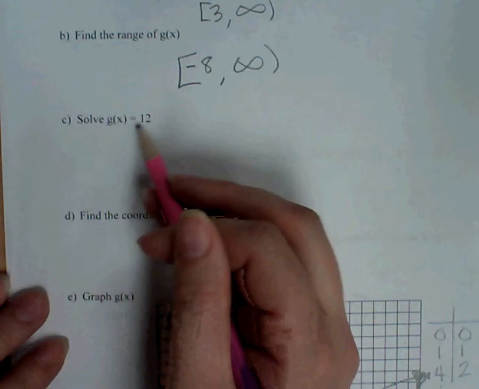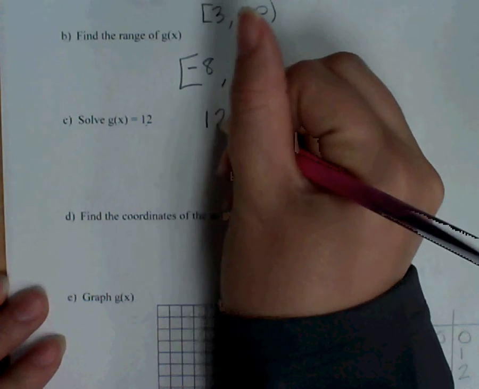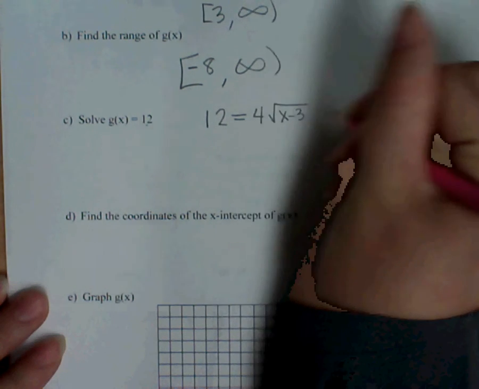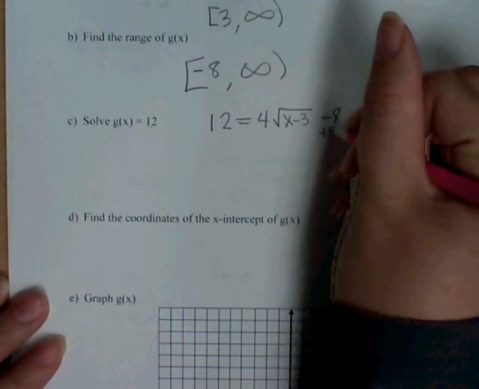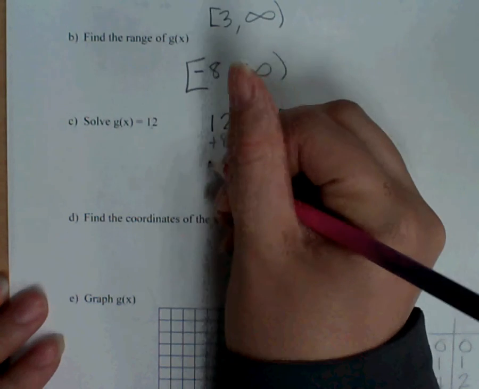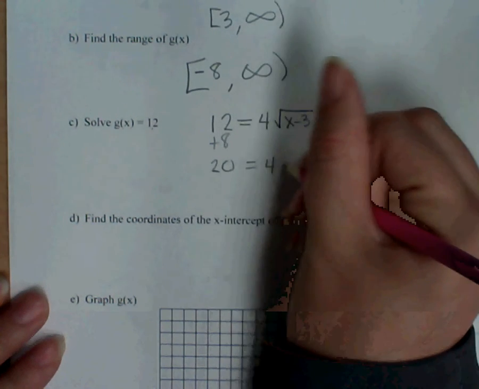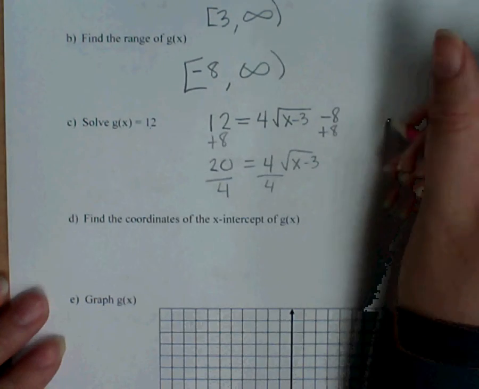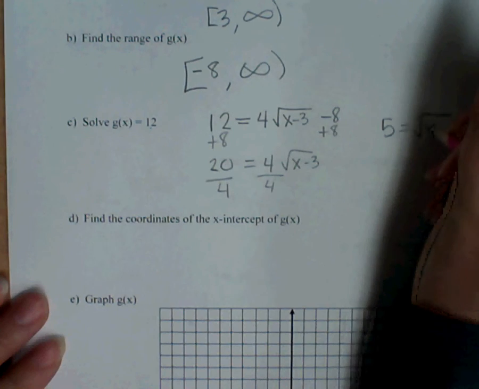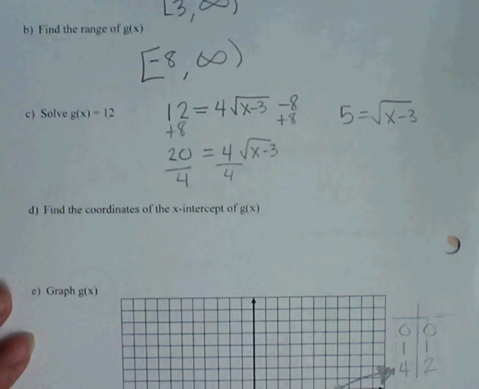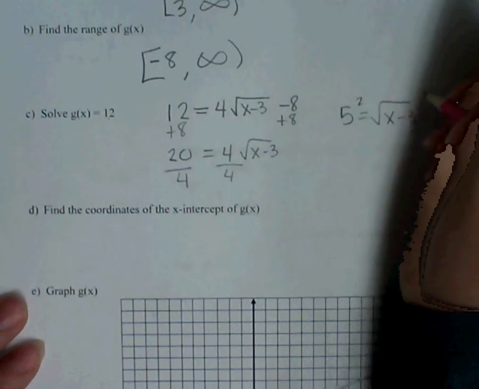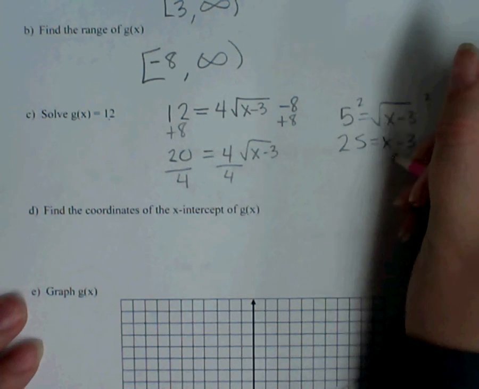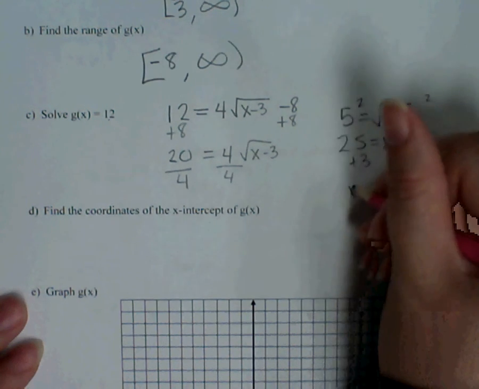Solve for g of x equals 12. So we're going to set this function equal to 12. So 12 is equal to 4 root of x minus 3 minus 8. So I'm going to add 8 to both sides and get 20 is equal to 4 root of x minus 3. Then I would divide by 4. 5 is equal to the square root of x minus 3. Then I'm going to square both sides. So 25 equals x minus 3. Add 3. X equals 28.